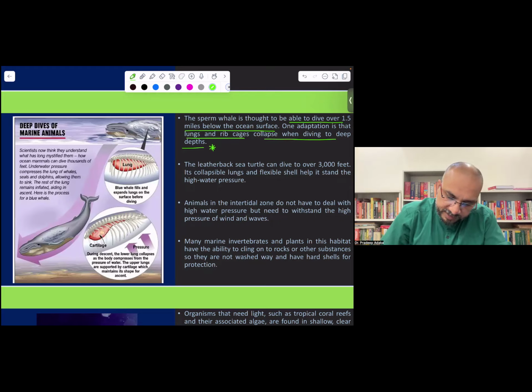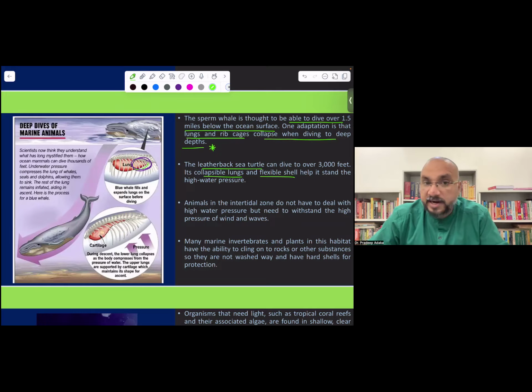So the lower part, the back part, this part, it can collapse the hind part of the lungs, but it will have enough oxygen to come back again. So to handle the high pressure, it can collapse its rib cage and lungs, the lower part of the lungs especially. The leatherback sea turtle can dive up to 3,000 feet. They also have collapsible lungs and a flexible shell to handle the pressure. So only certain animals can handle this high pressure. They can dive deeper.